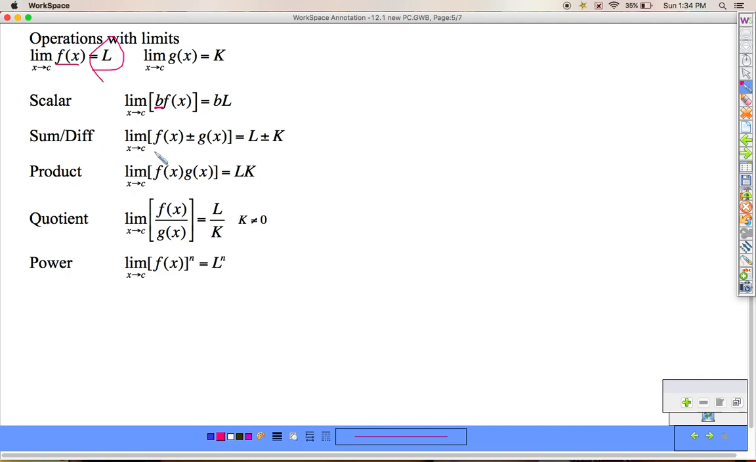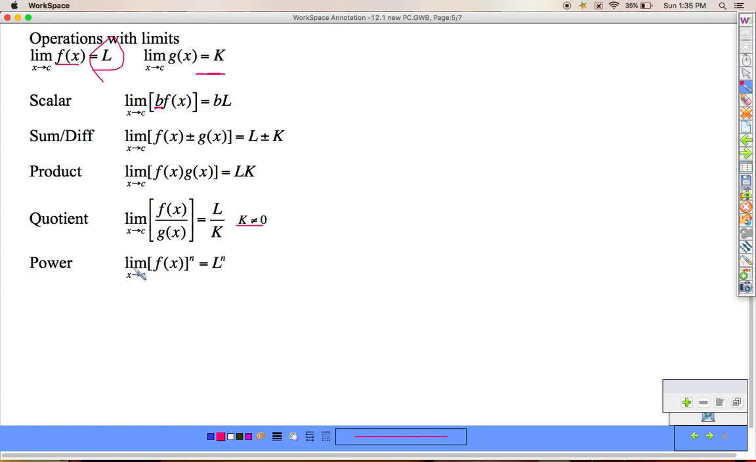All right, sum and difference. The limit of f of x plus or minus g of x as x approaches c. I'm going to take f of x, its answer L, g of x, its answer k, and add them or subtract them. Same idea for multiplication. Limit of f of x times g of x as x approaches c. I'm going to take this answer, multiply it times that answer, L times k. Division. Limit of f of x over g of x as x approaches c. I'm going to take my f of x limit, L, divided by my g of x limit, k. Again, just basic rule, remember, can't divide by 0.